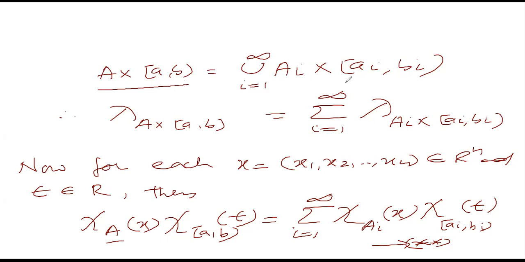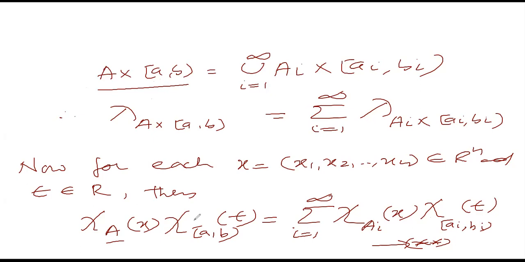So which means that these x's, there does not exist any i such that x belongs to Ai and t belongs to (ai, bi), because otherwise that (x, t) should be in the union. Because if there is some i such that x belongs to Ai and t belongs to (ai, bi), then (x, t) must be in Ai cross (ai, bi), which means that (x, t) must be in the union, and which gives (x, t) must be in A cross (a, b), which is not the case because (x, t) is not in this set.